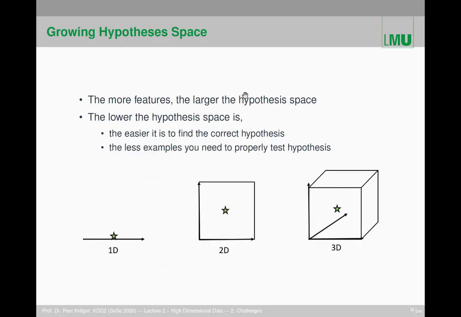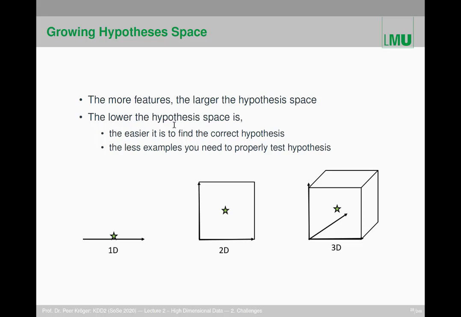So the growing hypothesis space just means that the more features we have, the larger the hypothesis space is. Here in the one-dimensional space, we have just a very small space. If we add another dimension, the data space grows, and it grows obviously exponentially. Yeah? Exponential in D, to the power of D. So what does it mean in fact?